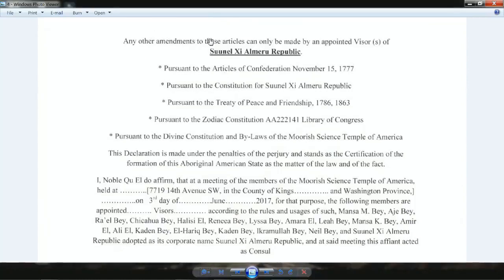Any other amendments to these articles can only be made by an appointed visor. So in our particular jurisdiction, a visor would be considered a beneficiary or a protector. Meaning the visor would be either a beneficiary or a trustee. Okay? That's what a visor is. So all members of our particular jurisdiction are visors who are of the age of majority.